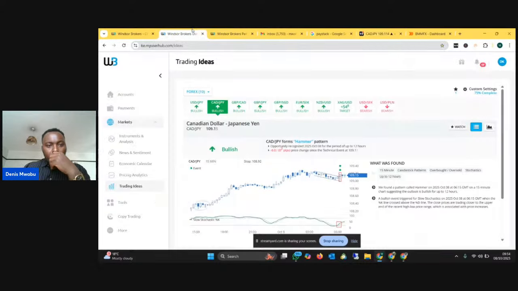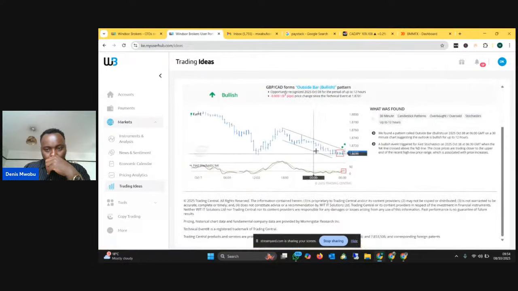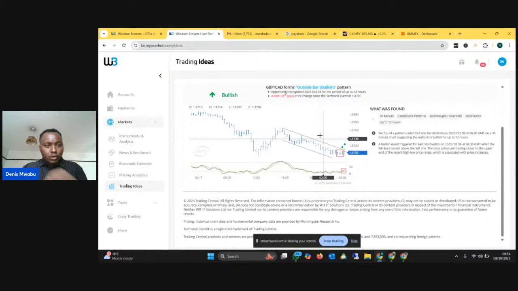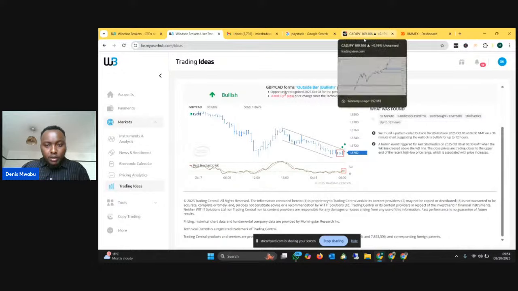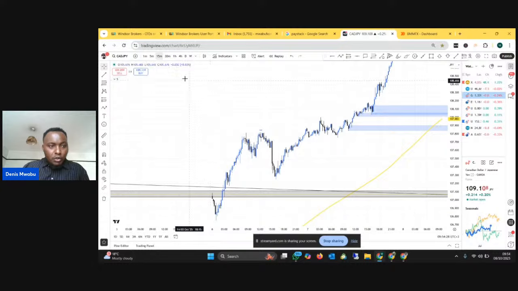Let's go and look. Remember, we are only looking for GBP CAD bullish overbought overzone. We look for GBP. This is GBP CAD bullish.